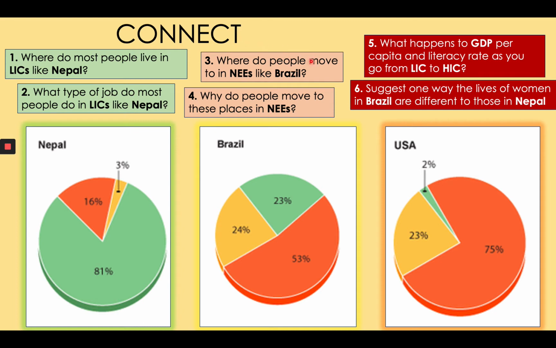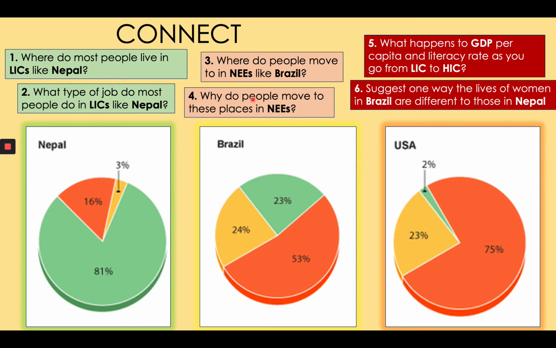Number 3, where do people move to in NEEs, newly emerging economies, like Brazil? Well, in Brazil, you see that these 2 sectors have got larger and this one, the primary sector, has got smaller. That's because people move to cities, urban areas. We call this rural to urban migration.